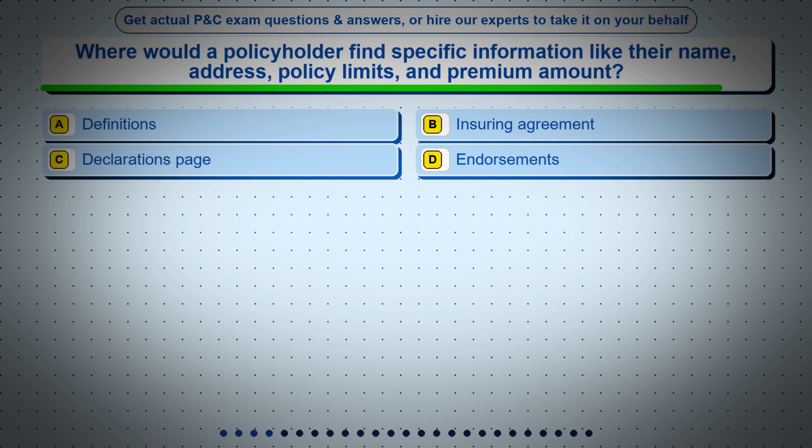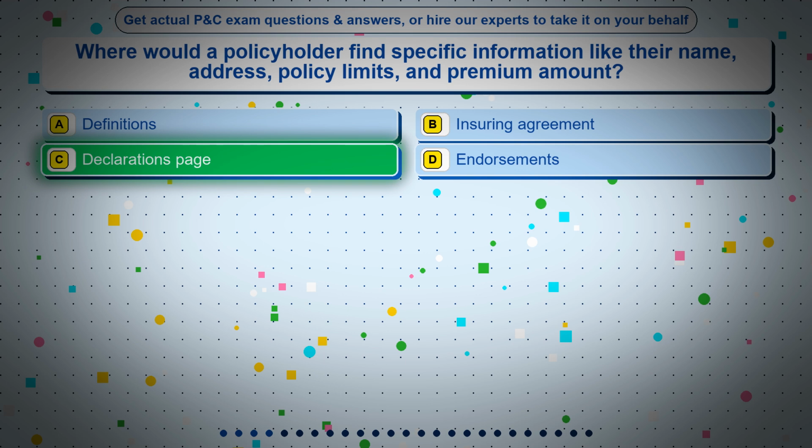Question 4. Where would a policyholder find specific information like their name, address, policy limits, and premium amount? Option A. Definitions. Option B. Insuring agreement. Option C. Declarations page. Option D. Endorsements. The correct answer is option C.